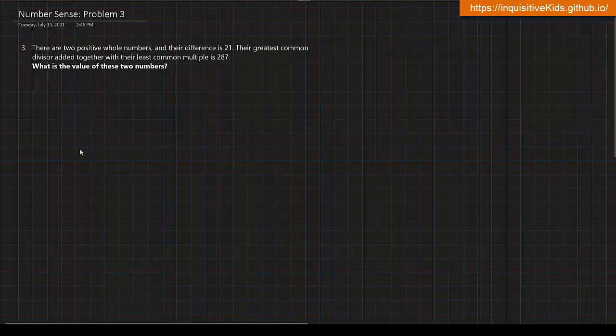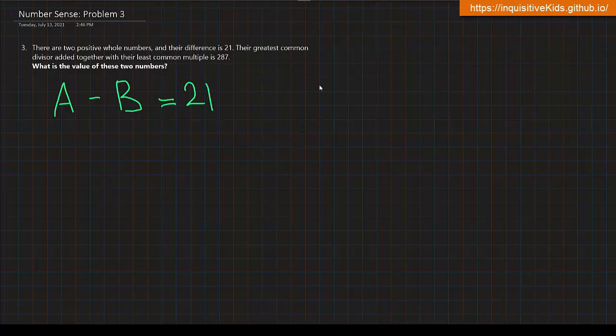So let's say that these two positive whole numbers are A and B. And let's say that A is bigger than B. So if we subtract B from A, we're going to get 21. And they have a greatest common factor. So let's say that greatest common factor is M.